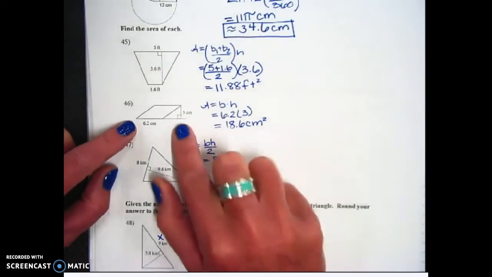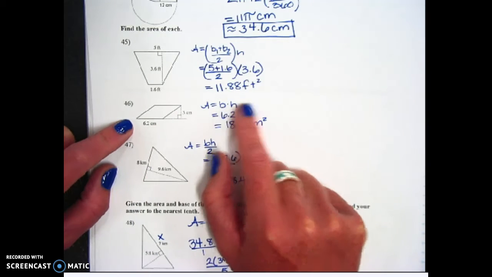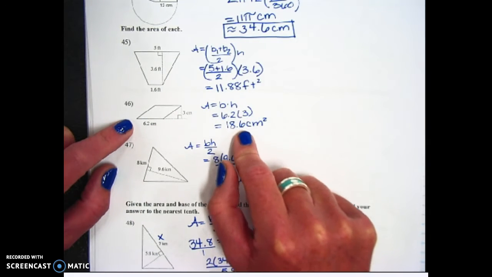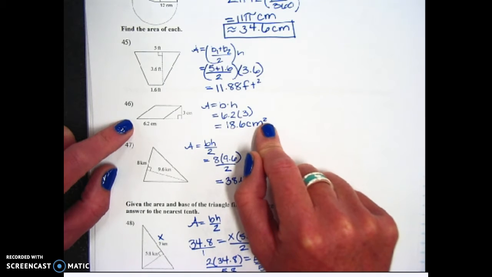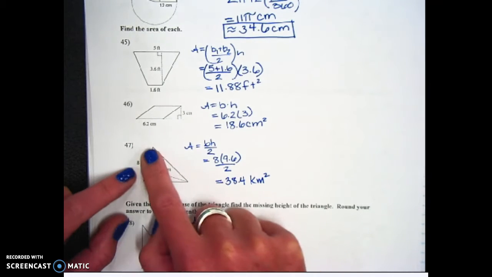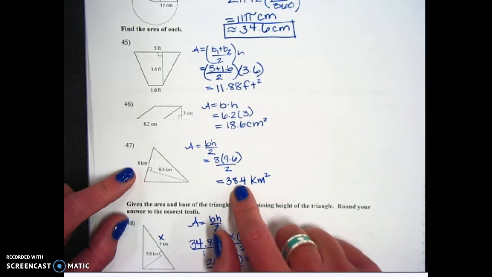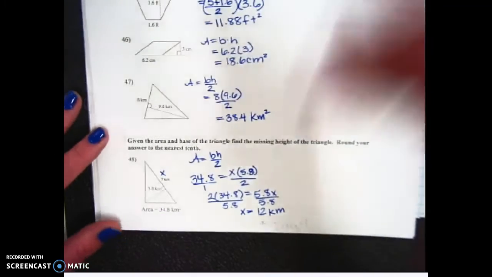Number 46. Area of a parallelogram, you multiply base times height, and then it's in centimeters squared. Area of the triangle, base times height, divided by 2. So the base is 8, the height is 9.6. Multiply them, divide by 2, you should get 38.4 kilometers squared.